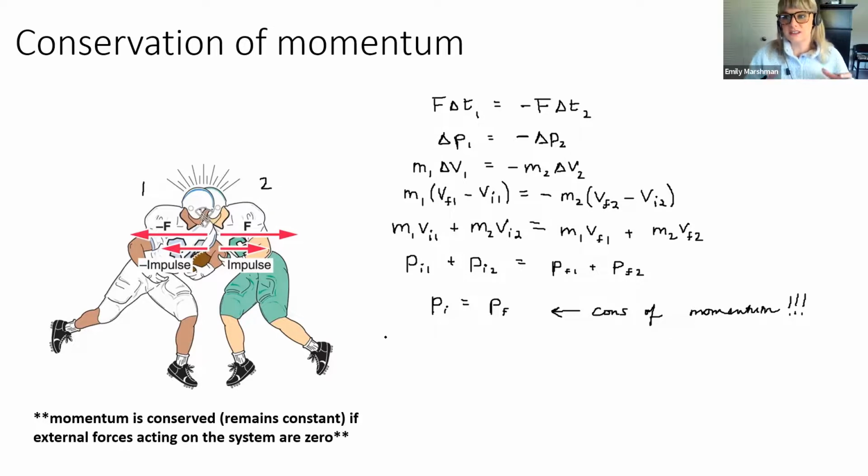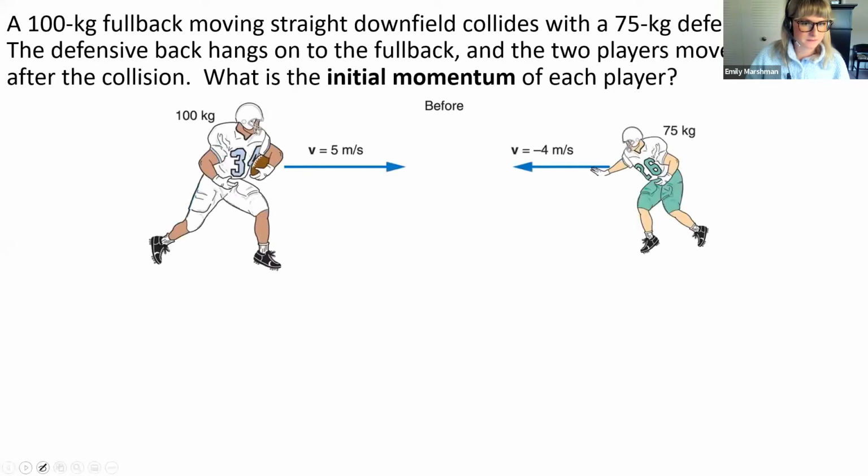And usually if we look at the collision right before it and right after the collision, it's going to be conserved. So when you see problems that involve things like collisions, think about using the conservation of momentum principle to solve it. So let's work through this together using some mathematics. Let's suppose these two players are running towards each other, they collide, and they stick together after the collision.